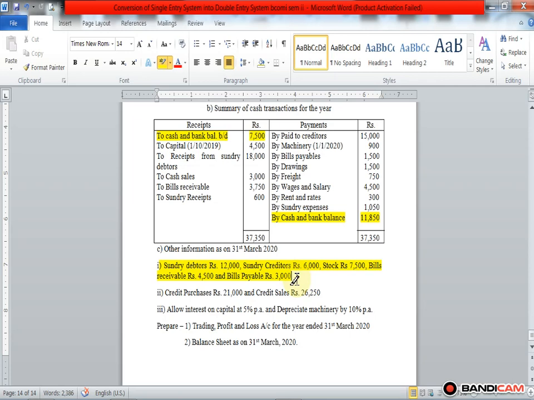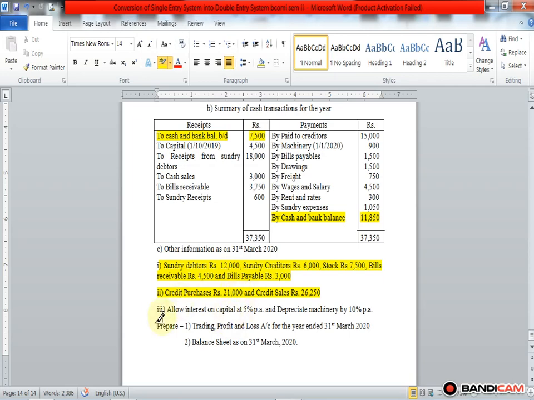Then the second adjustment: credit purchase and credit sale are also given. So no need to prepare a debtors, creditors, bills receivable, bills payable account, because all the balances are given to you, that is closing balances as well as credit sales and credit purchases. So no need to prepare a working note to find out these balances.